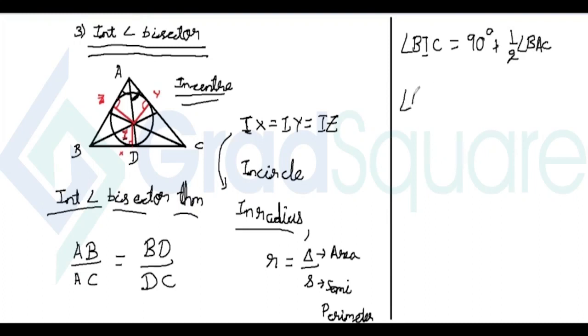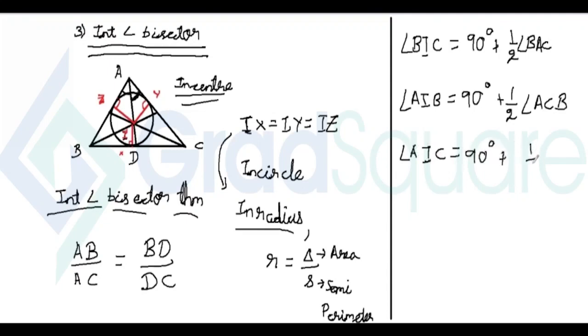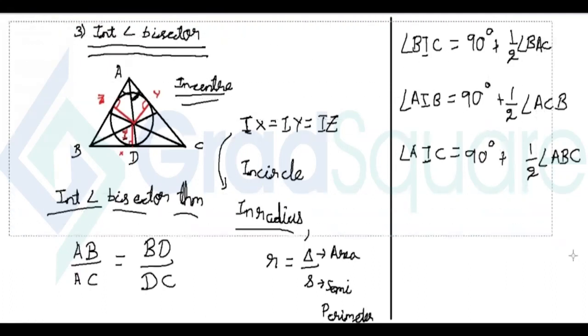Similarly, A and B subtend angle AIB at the triangle's incenter. This will be 90 more than half of the angle subtended at the third vertex. And similarly, angle AIC will be 90 more than half of the angle ABC. So this is one more property of the triangle's incenter. That's the third construction of significance that we can make inside a triangle.